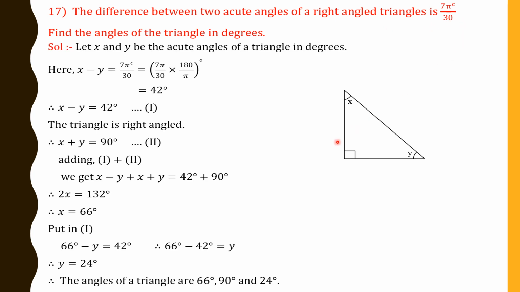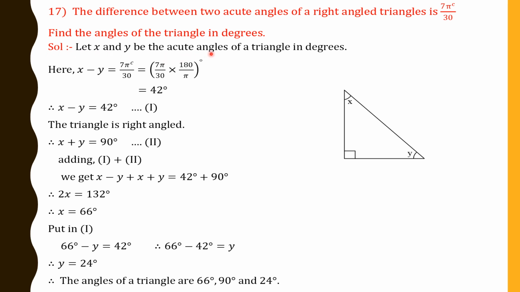Here is a right angle triangle. One angle is 90 degree. The other two acute angles are x and y. We have to use their difference. Difference means x minus y equal to 7 pi divided by 30 radian. Also we know that the sum of the angles of the triangle is 180 degree. Here one is 90 degree. Therefore, the addition of these two angles x plus y equal to 90 degree. Using these results, we have to find the solution.